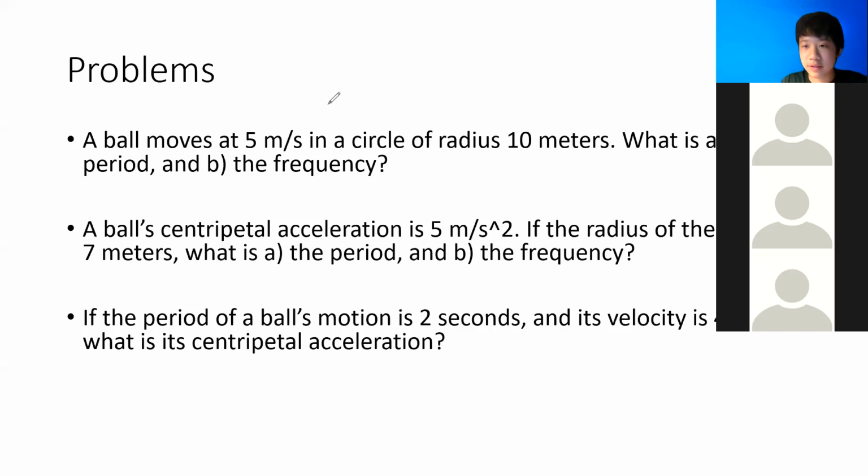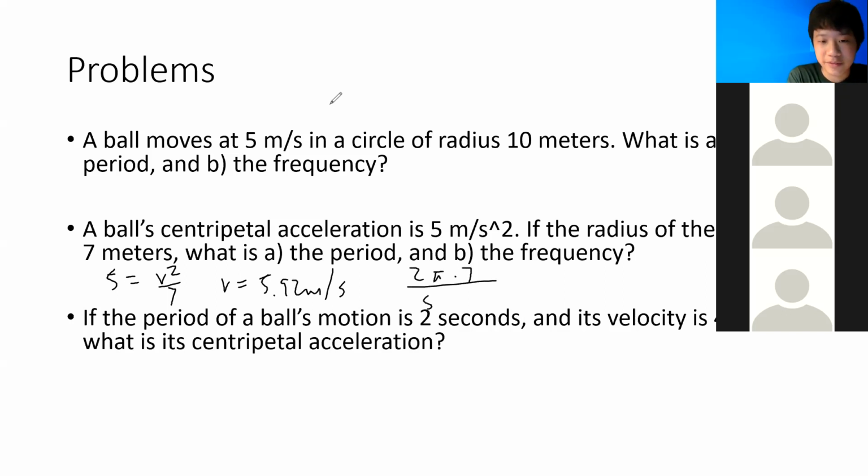So very well done. Now for the second one, I'll explain this one. A ball's centripetal acceleration is 5 meters per second squared. If the radius of the circle is 7 meters, what's the period and the frequency? Well, acceleration is v squared over r again. If we have r, which is 7, that's going to give us velocity. So v is just the square root of 35, which is 5.92. So the period is going to be 2 pi times r, which is 7, over 5.92, which is v. Let's do that. 2 times pi times 7 over 5.92 is going to be 7.43 seconds.